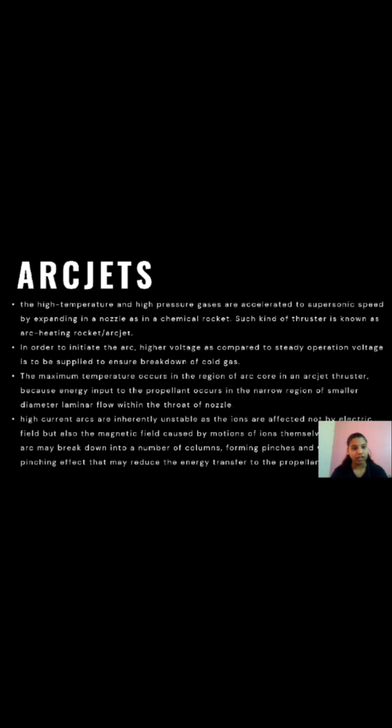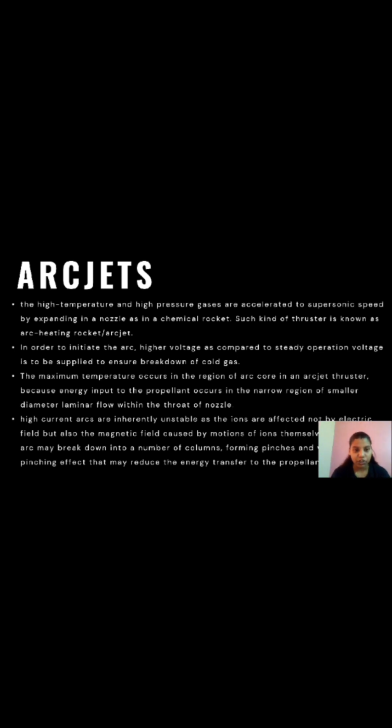Both anode and cathode are generally made in the shape of a nozzle that can serve as the nozzle for expansion of the propellant gas. A steady DC voltage is maintained across the anode and cathode using a suitable power supply system. The current can be changed depending on the propellant flow rate. In order to initiate the arc, a higher voltage as compared to the steady operation voltage is supplied to ensure breakdown of the cold gas.